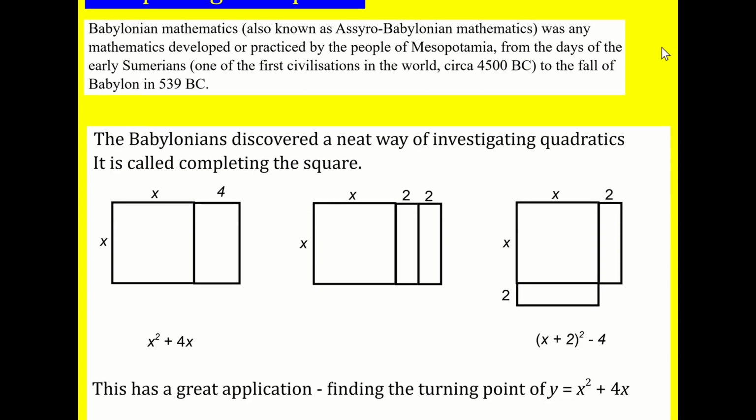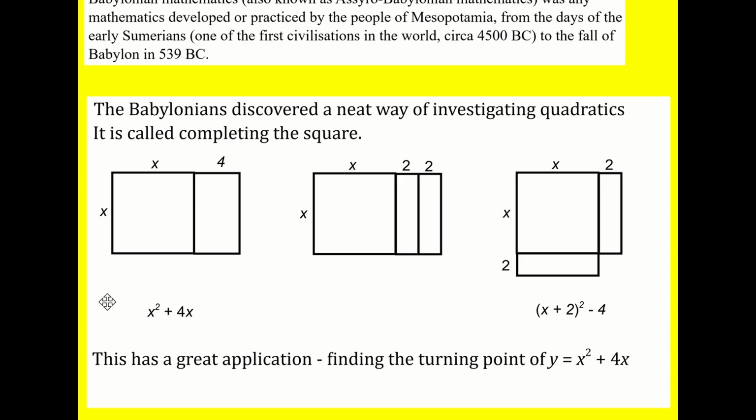So let's say I've got the expression x squared plus 4x. I could represent it visually as a compound area, essentially. I've got a square on the left, and I've got a rectangle with dimensions 4 and x on the right. And if I find the areas, I'd get x squared plus 4x. Right, nothing strange about that. Now, I could start representing it in a different way, however.